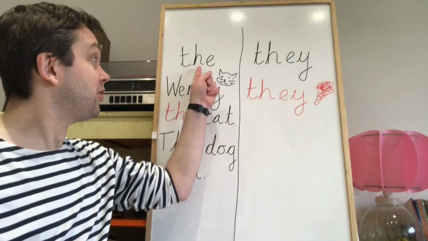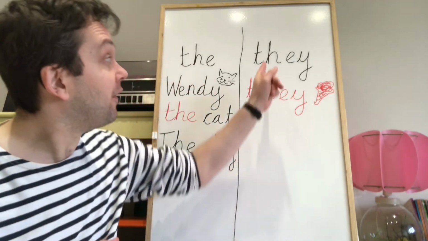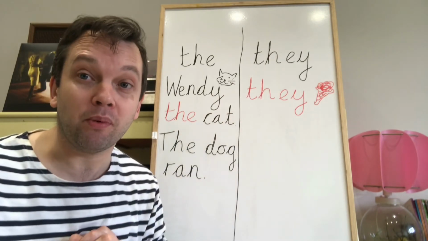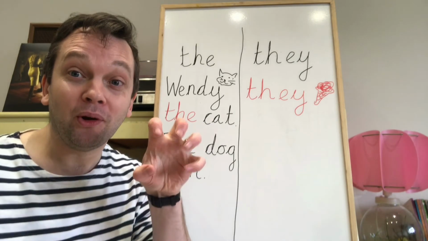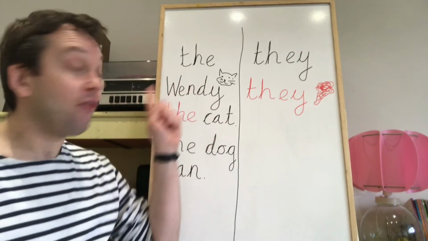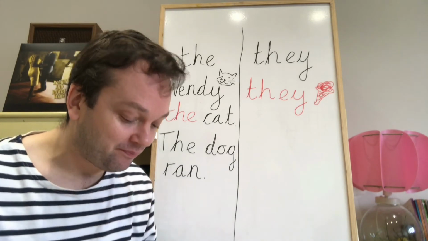So Wendy the cat was in the park. She saw some children with a ball. They were playing football. Wendy joined in, but with her sharp claws, she burst the ball. Oh, Wendy.